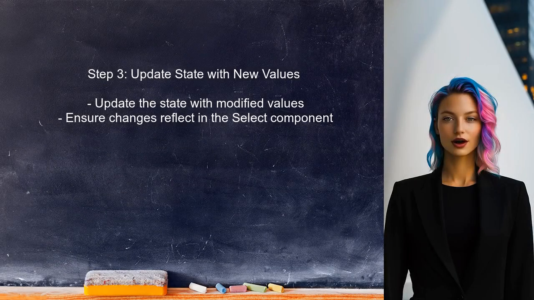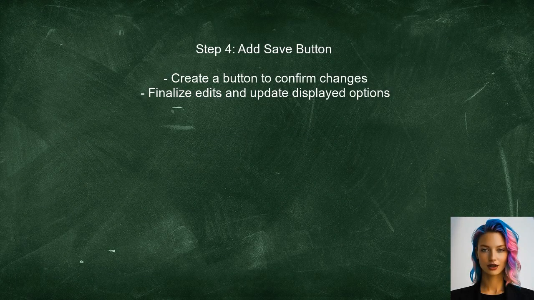Once the edit function is set up, the user should update the state with the new values. This will ensure that the changes reflect in the select component immediately. Finally, the user can add a save button to confirm the changes. This button will finalize the edits and update the displayed options in the select component.